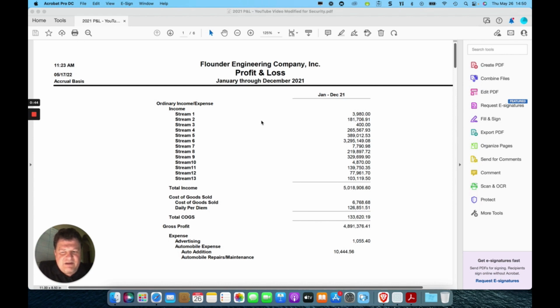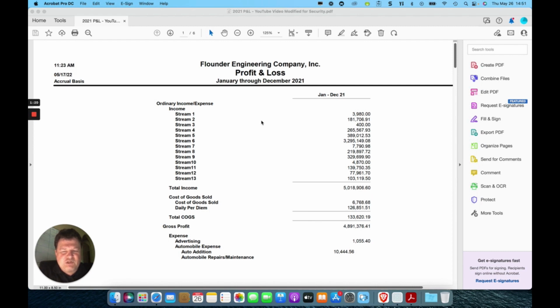So I have a little bit of an extreme one here, but hopefully you'll get the understanding. I've named the company Flounder Engineering Company because it is floundering. And that is not the real name of the company, by the way, in case you were wondering. But what is interesting is that they have 13 streams of income, and I've renamed all the streams. I've changed some of the numbers to protect the identity of the company. But anyway, we have 13 streams of income, but look at the cost of goods sold.